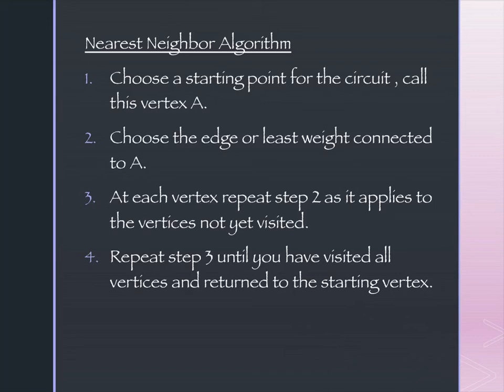You pick the one that's the smallest number. The only thing you have to be careful of is that as you're making those choices, you don't complete a circuit or something that keeps you from finishing, going around all of the points. So at each vertex, you repeat this step 2 as it applies to the vertices not yet visited. So you only visit the vertices you haven't yet visited. And you do this until you have visited all the vertices and returned to the starting one.